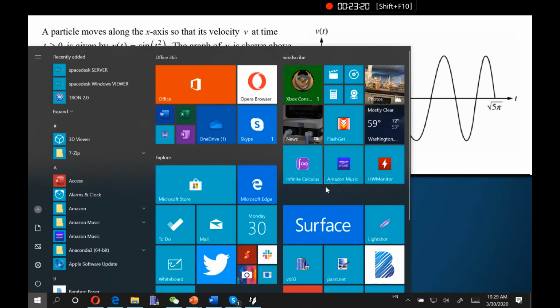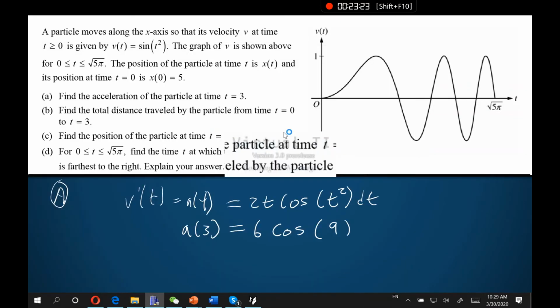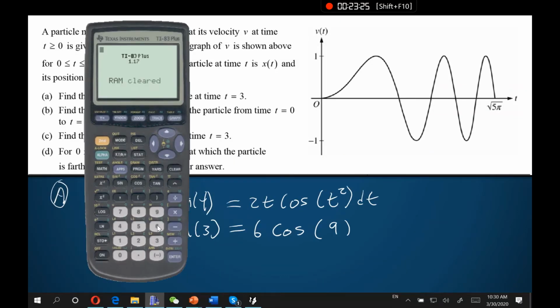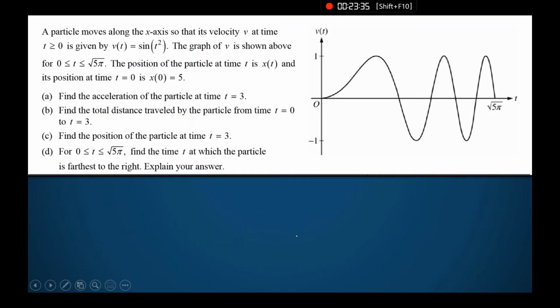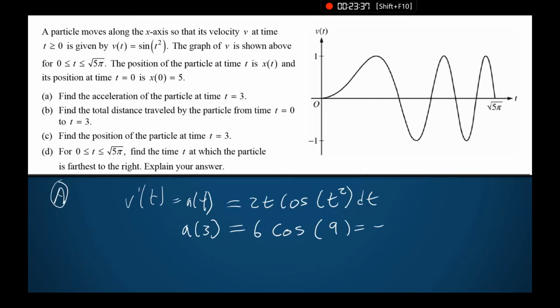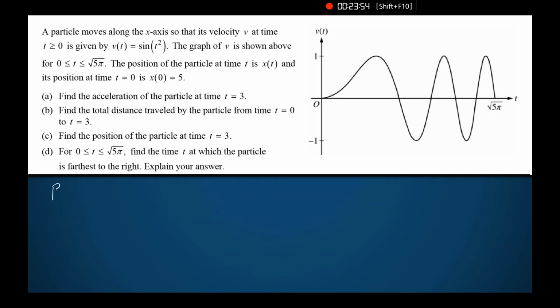I'm going to throw up a calculator so we'll get our decimal answers, just so we can match the scoring guide later. 6 cosine 9 is negative 5.467. Okay, perfect. Any questions on part A? Okay, part B. Let's go, Oliver.